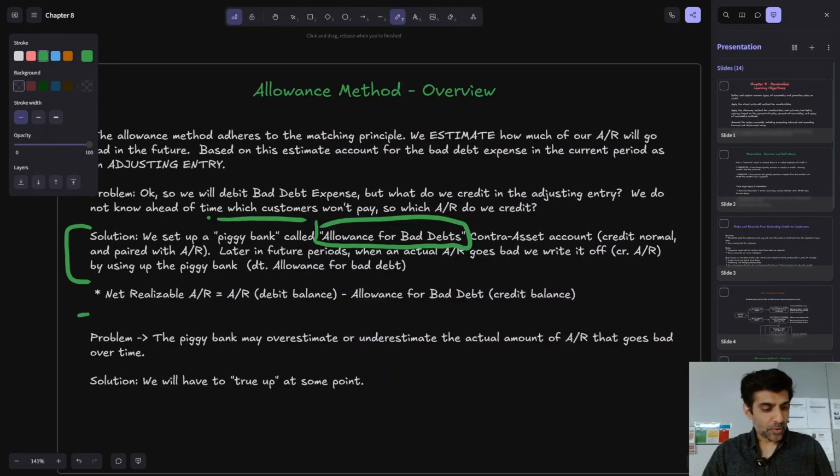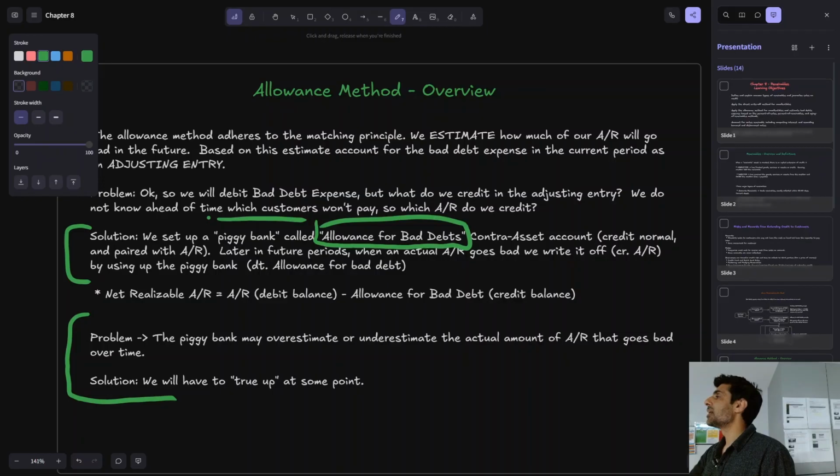There's a problem with this system. The piggy bank is not going to be set up exactly for how much we actually have to write off, because again, it's based on an estimate. The piggy bank is set up based on an estimating methodology, and it's not going to be correct. We're going to either overestimate or underestimate. Okay, so at some point we're going to have to true it up. We're going to have to true up how much we actually expensed as an estimate with what actually happened. But we're not going to be able to do that until the future kind of plays out.